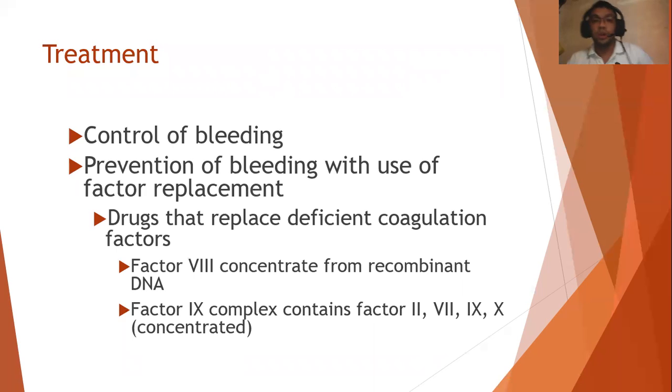Treatment is to control the bleeding and prevent bleeding with use of factor replacement because they lack those factors. Factor 8 for classic hemophilia or hemophilia type A, and factor 9 for hemophilia B or the Christmas disease. So we are going to infuse factor 8 concentrate from recombinant DNA for hemophilia A. But for hemophilia B, factor 9 complex will be given, which also contains factors 2, 7, 9, and 10. So this is concentrated.